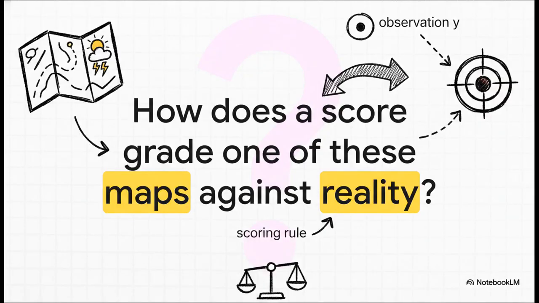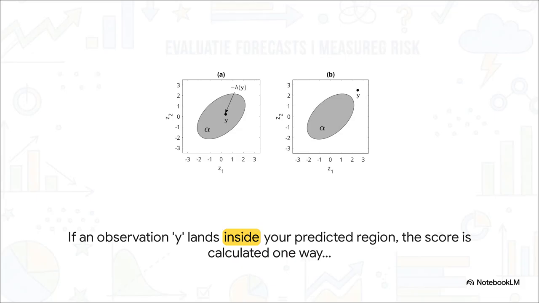Okay, so we've got our forecast, our probability map. Then something actually happens in the real world. We get a real observation, let's call it Y, and it lands somewhere on that map. So how does the scoring rule use that one little dot to grade the entire map? Well, here's how it works.